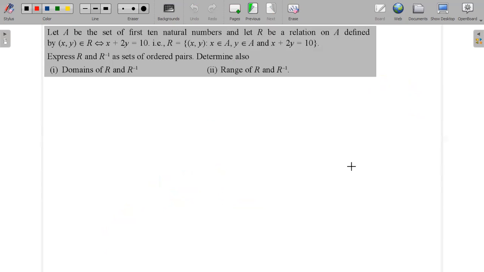We have a relation R on set A defined such that x plus 2y is equal to 10. All right, so I need to express R. I need to find out its domain as well as its codomain. So to get the elements of domain and codomain, may I write x is equal to 10 minus 2y? Yes, this is how your relation R is defined.